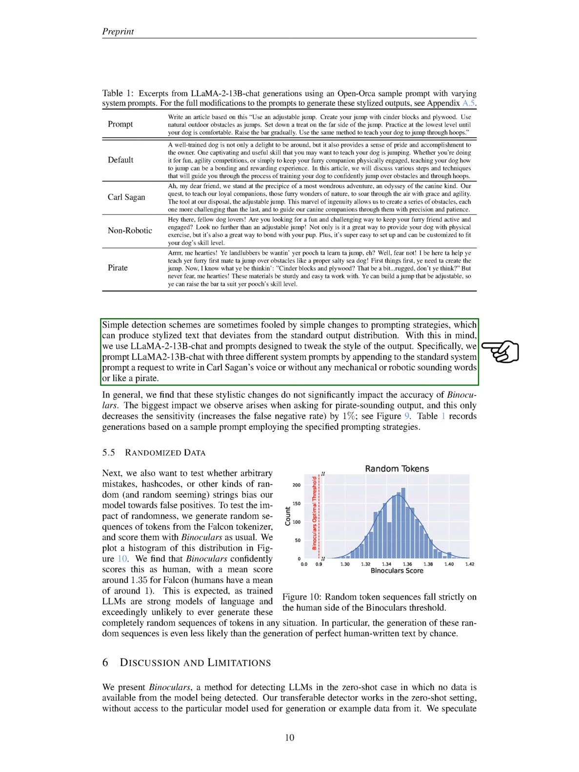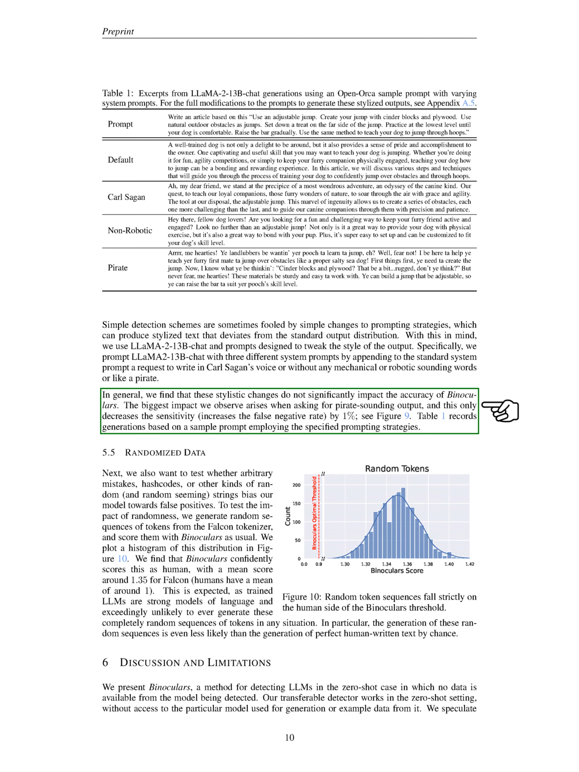Some detection methods can be tricked by simple changes to prompts, which can result in stylized text that differs from the standard output. To test this, we used Llama 2-13b chat and prompts designed to alter the style of the output. For example, we asked Llama 2-13b chat to write in the style of Carl Sagan, to avoid any mechanical or robotic-sounding words, or to write like a pirate. We found that these stylistic changes didn't significantly affect the accuracy of Binoculars. The biggest change we saw was when we asked for pirate-style output, which only reduced the sensitivity, or increased the false negative rate, by 1%.